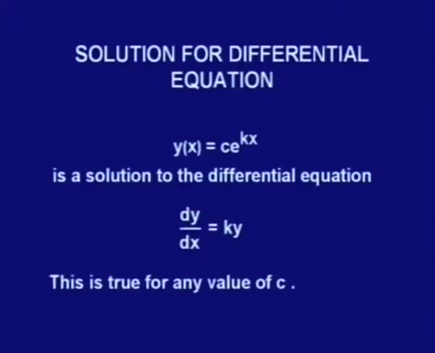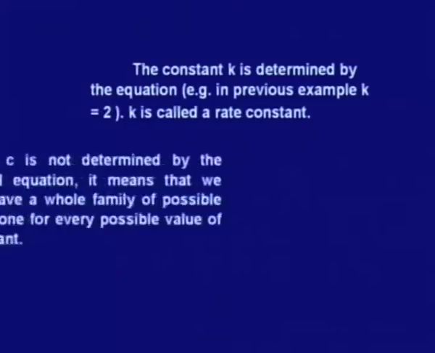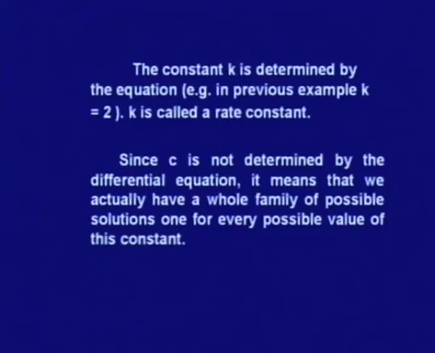This is true for every value of c. So, what we have actually got is a general solution to the differential equation dy over dx is equal to ky, where this constant k is determined by the equation. As in our example, we have chosen k is equal to 2. This k is also referred to as the rate constant, but c is not determined by the differential equation. That says we have found a whole family of possible solutions, and one for every possible value of this constant is a solution.